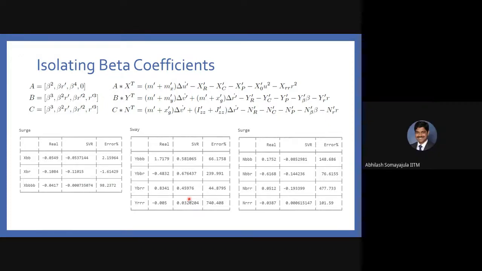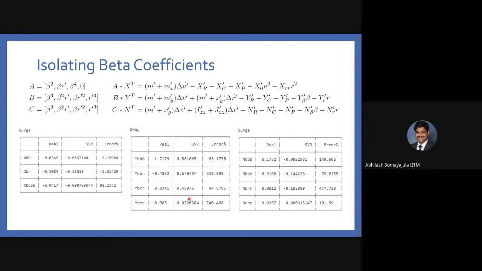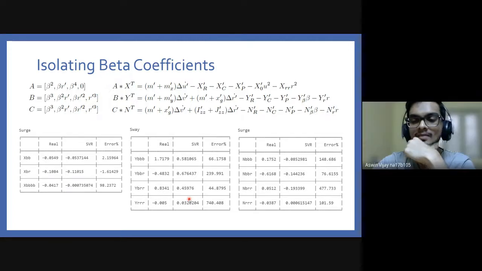Can that be improved? So for example, you see YRRR here is 740% error. It's an order of magnitude error, right? Similarly, YNRRR, order of 100% error. So can we, wait a minute, how is that 100% error? I'm calculating with real as a base. You're calculating with real as the base, okay. Alright. This value is so small that it has no meaning. Yeah. The error comes from that.